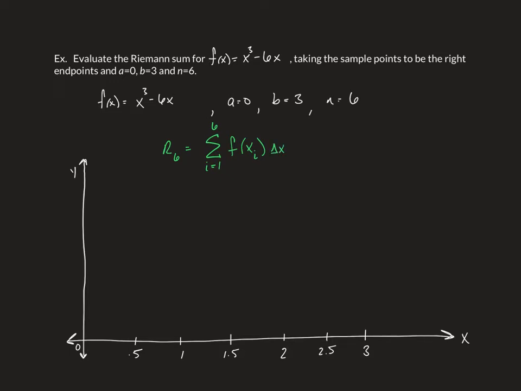And so we know that delta x is going to be 3 minus 0 divided by 6, which is 0.5. That makes sense because all of these intervals have a distance of 0.5. And now we can apply this to the idea of actually calculating here.